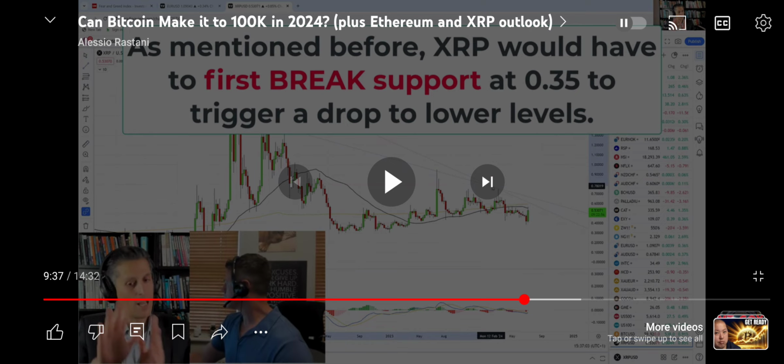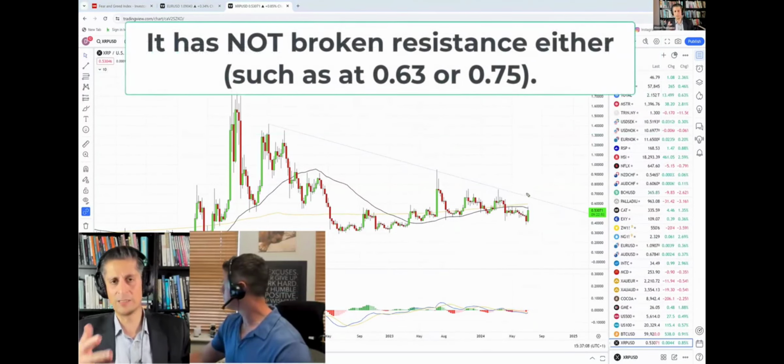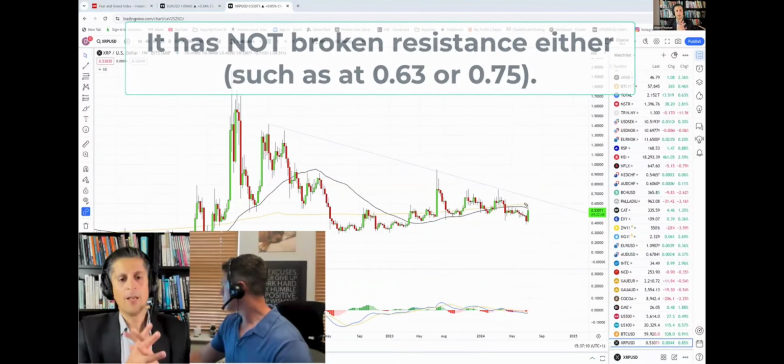But I'm going to explain a little bit later on about my feelings about what we're going to say, and you're not going to want to miss it because I'm just saying it from my perspective. Everybody has their opinion, right? So let's continue. We shall see. But it hasn't broken resistance either. It hasn't broken resistance near the 0.63, 0.75 levels either. Anyway, Charlie, go ahead, take it away.